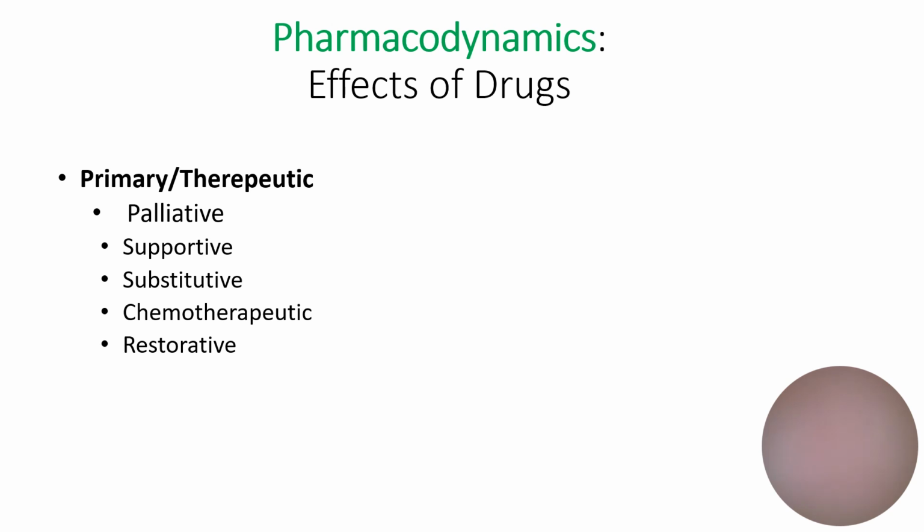Chemotherapy effects destroy disease-producing microorganisms or body cells, such as antibiotics and anti-neoplastic drugs. Restorative effects return the body to or maintain the body at optimal levels of health. Example, if a patient's not eating well, they're at risk for malnutrition and skin breakdown, maybe we'd give them protein supplements to help prevent that.